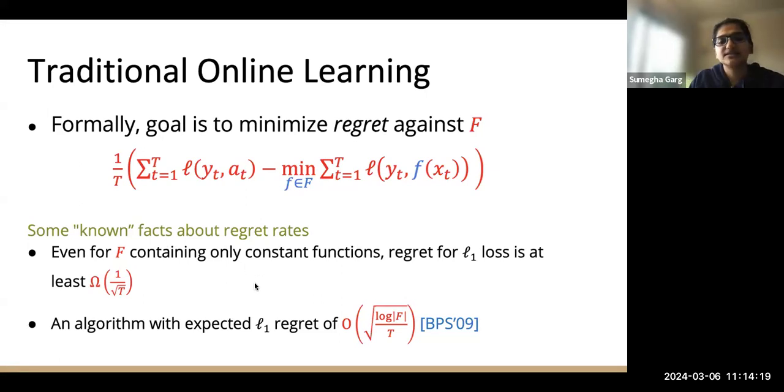So what is this slide saying? Ideally we would want to play optimal actions with respect to the best hypothesis in the hypothesis class, but we provably cannot do that, because any online algorithm would always incur a regret rate of 1 by square root t. And then the upper bound is that if you fix one loss, let's say the L1 loss, then you can achieve a regret rate of 1 by square root t, as long as the class is finite.